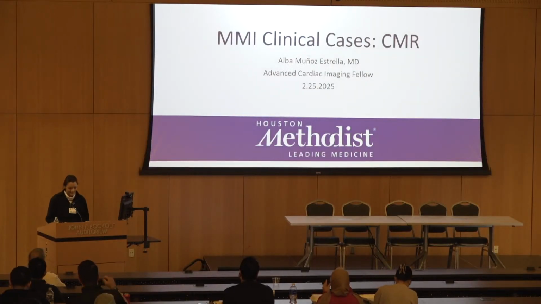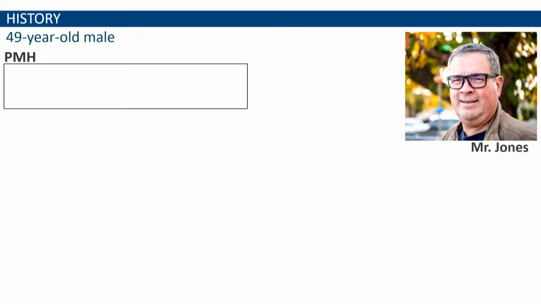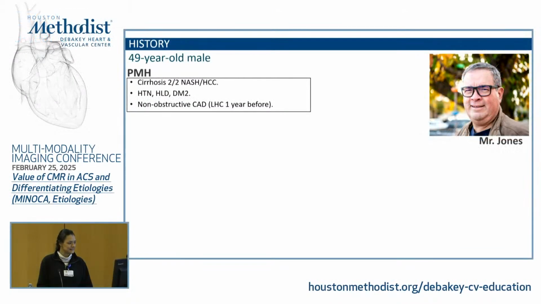Okay, so hi team. Today I'll be presenting the second case. Let's start with Mr. Jones. Mr. Jones is a 49-year-old male. He has a past medical history of cirrhosis secondary to NASH and hepatocellular carcinoma that developed from it, hypertension, hyperlipidemia, and diabetes. He also had a left heart cath done 1 year before presentation that showed no significant coronary artery disease, non-obstructive.